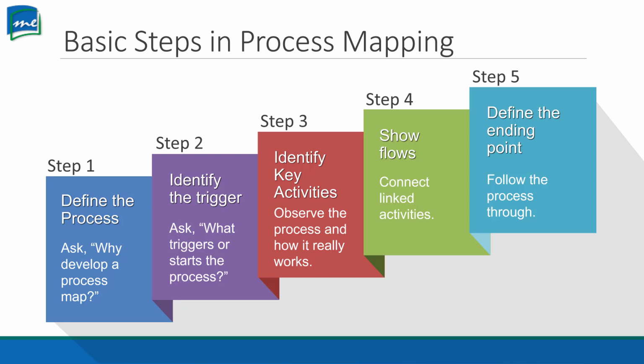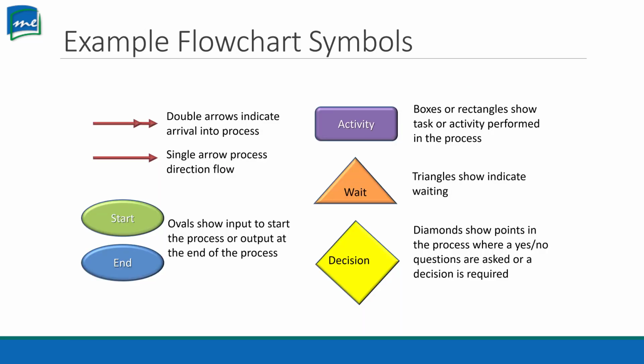So let's move on to some basic flowchart symbols. Now, every company is going to have some different symbols, but these are generally the ones that you'll see. So you're going to see a double arrow. That means arrival into the process. And then a single arrow is just the direction of flow. You'll usually see the single arrow moving from one symbol to the next. You'll see ovals. They'll show input and the start to the process, and they'll also be the ending of the process.